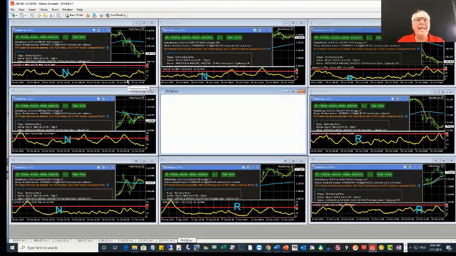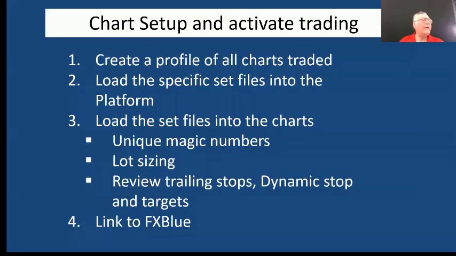That's my setup. Now, this setup is in the forum for the Make Money owners. You can go and download. You can have a look at the setup. You can also download the settings from there. Okay, so what I've just done is I've created a profile on the MT4 platform. I've loaded all the charts on. I've loaded the specific set files into the platform. I've loaded the set files into the charts. I've changed the unique numbers.